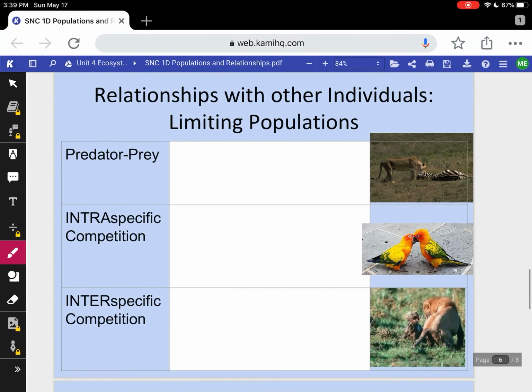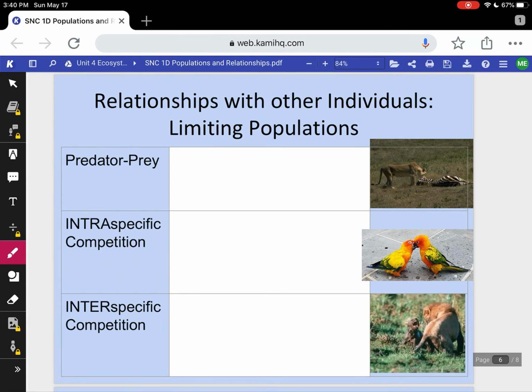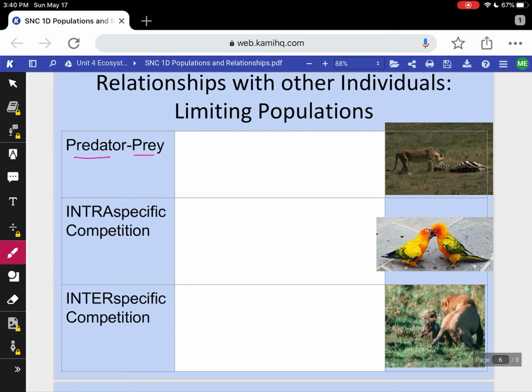Okay, so we're going to move on. We're going to look at the different relationships that individuals in populations can have with each other. And so the first one is a predator-prey relationship. In this predator-prey relationship, one animal is the predator, the other organism is the prey. The predator is the hunter and the prey is the hunted. A great example here would be a lion and a zebra. So the lion would be the predator and the zebra would be the prey.